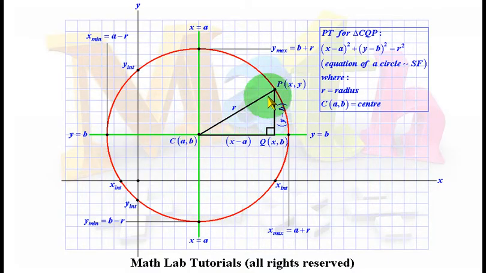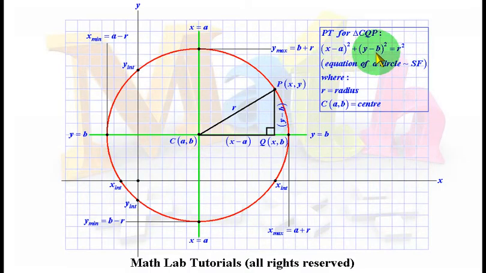We have a nice little right-angled triangle here. That means that we can apply the Pythagorean theorem to this triangle. The Pythagorean theorem says that run squared plus rise squared equals hypotenuse squared. When we restate that, that really says that (x minus a) squared plus (y minus b) squared equals r squared. Again, delta x squared plus delta y squared equals the hypotenuse squared.